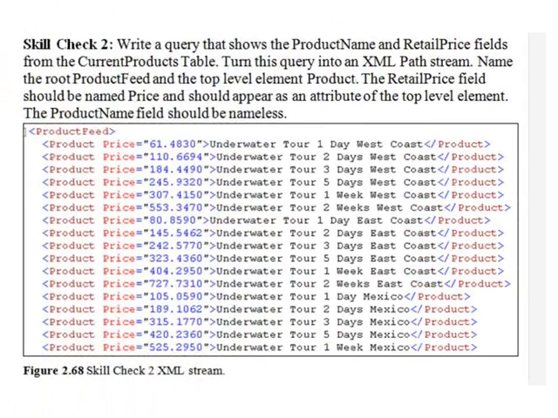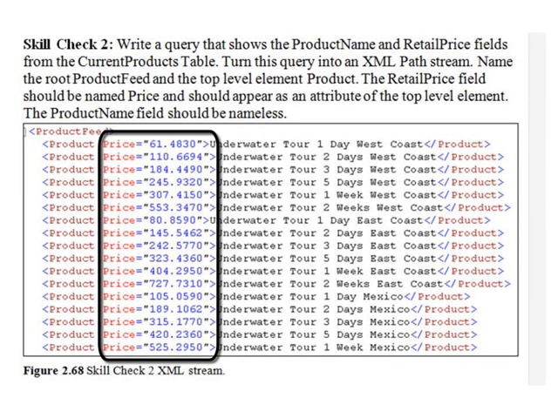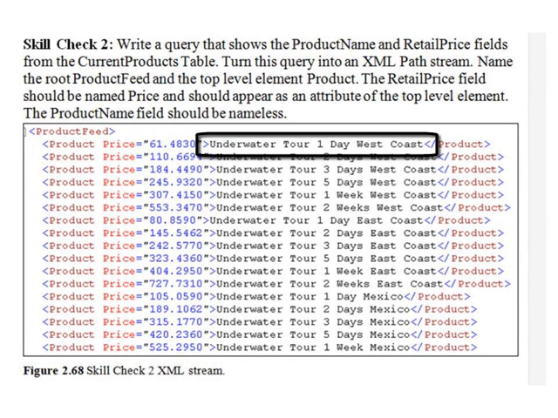Skill Check 2. Write a query that shows the product name and retail price fields from the current products table. Turn this query into an XML path stream. Name the root product feed and the top-level element product. The retail price field should be named price and should appear as an attribute of the top-level element. The product name field should be nameless.